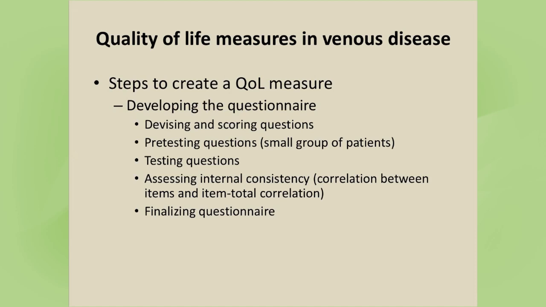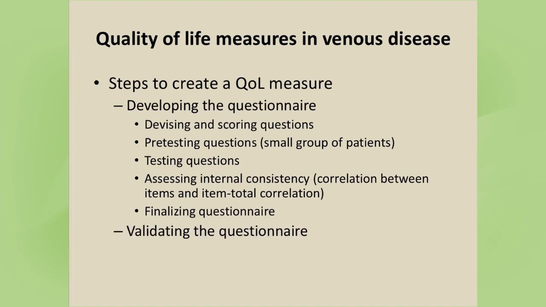The first step is to actually develop a questionnaire, and this involves devising and scoring questions. Oftentimes, these questions go into several hundreds to a couple of thousand, and they are whittled down based on their ability to define the particular measure. And then these questions are pre-tested on a small group of patients, and test questions are subsequently determined, which are then tested on a larger sample of patients. Internal consistency is then assessed, and then the questionnaire is subsequently finalized.